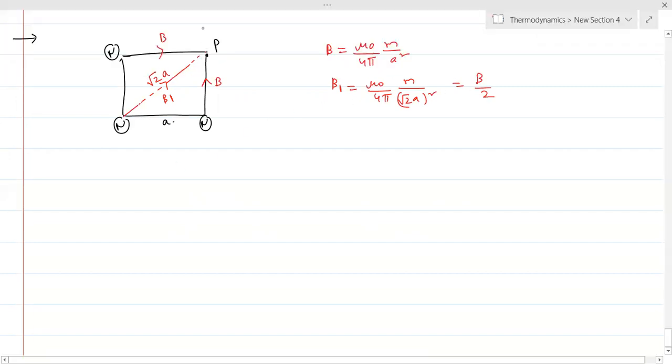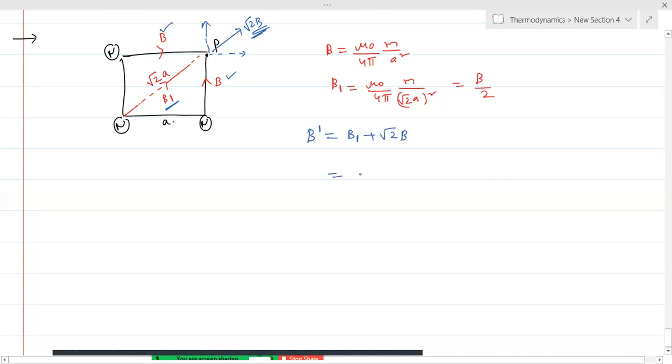And clearly we will see that this is B and this is B. So the resultant is root 2 B in this way. I am choosing the resultant of B and B as root 2 B. And we will see clearly that B1 and root 2 B are in the same direction. Therefore the net magnetic field B dash is equivalent to B1 plus root 2 B, that is B by 2 plus root 2 B.